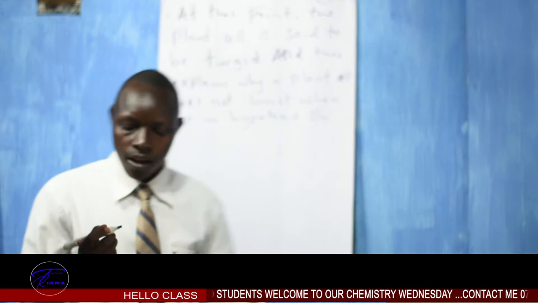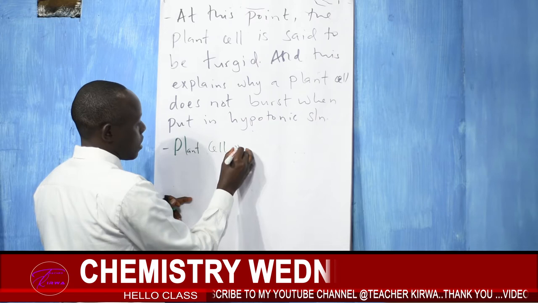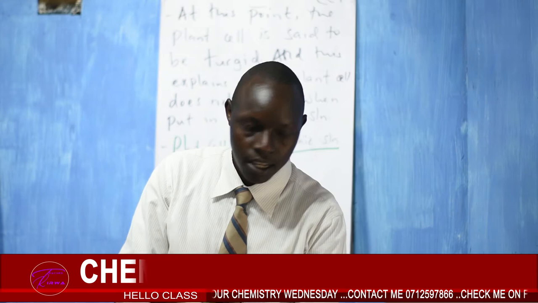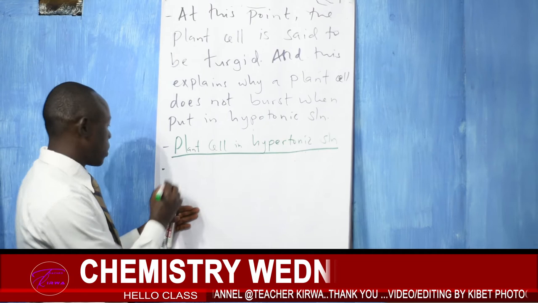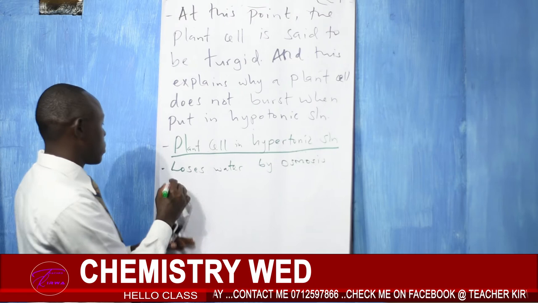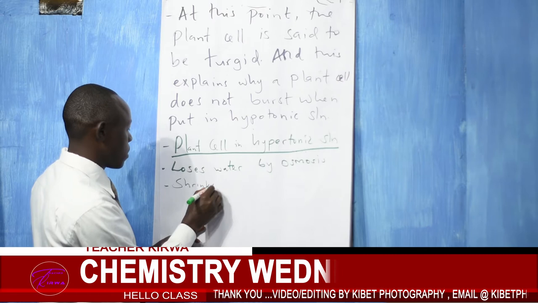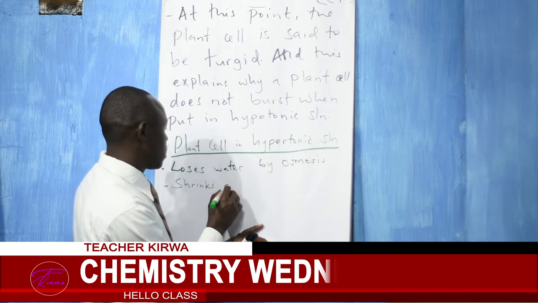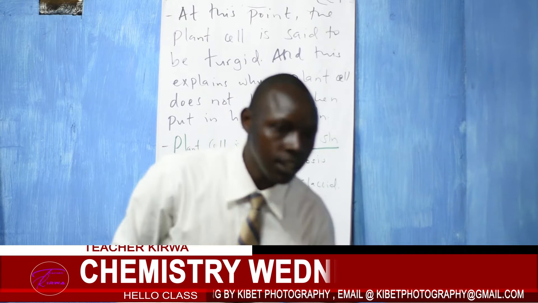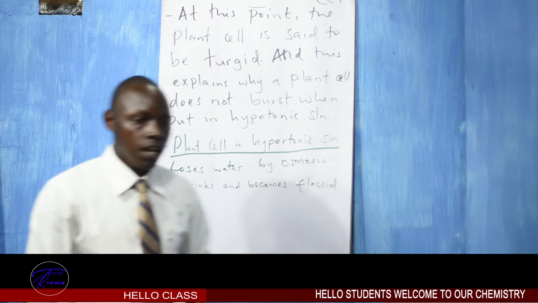So that is it for a plant cell in hypotonic solution. Let us look at the reverse: a plant cell in hypertonic solution. The opposite happens. The plant cell loses water by osmosis. When it loses water by osmosis, it shrinks and becomes flaccid. A flaccid cell is a cell that has lost turgidity.